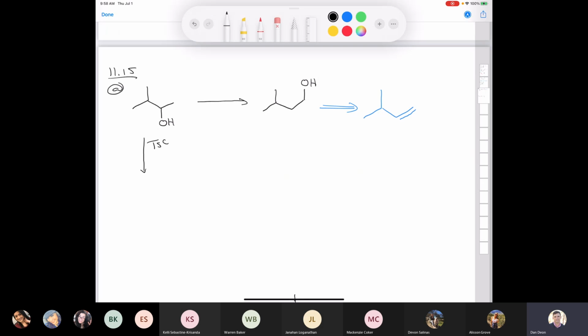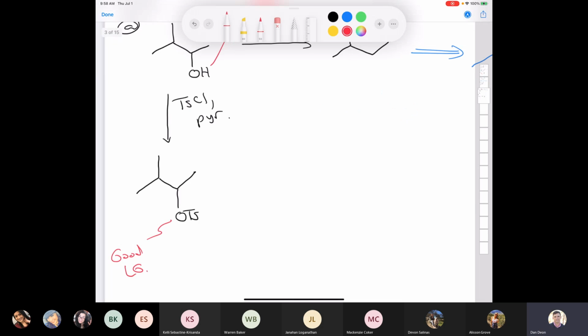So let's treat it with tosyl chloride and pyridine, and that will make the tosylate, which is a good leaving group, right? We have the OTs, right? So again, what am I doing here? I'm taking something that's a poor leaving group, and I'm converting it into something that's a good leaving group. Now I've got two types of beta protons, don't I?